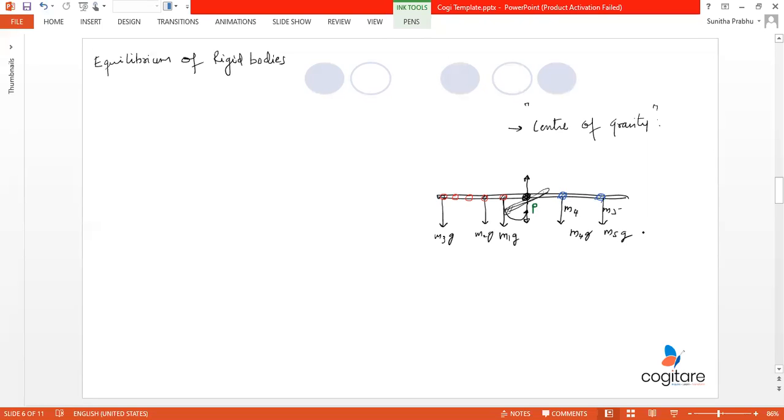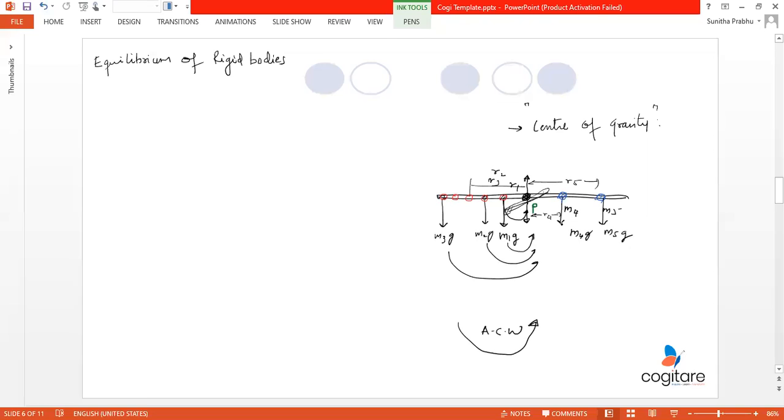Then what is center of gravity? Center of gravity is a point. If you take moments around that, what do you mean by moment? Moment means force multiplied by distance. Suppose this distance is R1, this distance R2, this distance R3, this distance R4 and this distance R5. These moments, tau, tau, tau, what kind of moment is this, clockwise or anti-clockwise? These are called anti-clockwise moments.